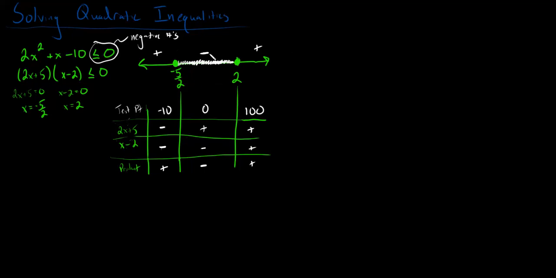So we can write that, so that would be our graph of the solution. We can write it as an inequality where x is in between negative 5 halves and 2, and since it's less than or equal to, it's or equal to, or we can write it in interval notation.